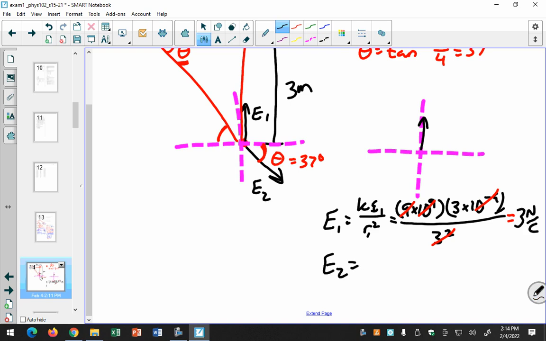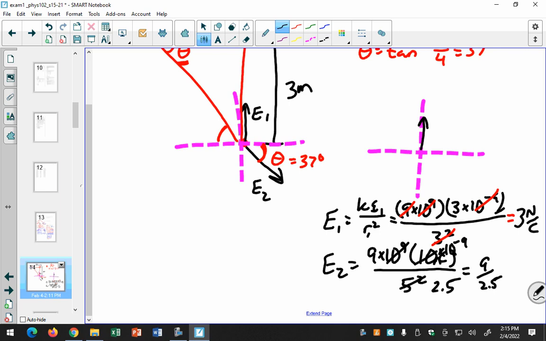And then E2 is going to be similar, 9 times 10 to the 9th, 10 coulombs divided by 5 squared. Oh, this didn't work out so well, did it? Well, so this is 10, that leaves 2.5 down there. 9 divided by 2.5. I'm sorry, this didn't work out as well. That cancels with the 10 to the minus 9. Whatever that is, 9 divided by 2.5.